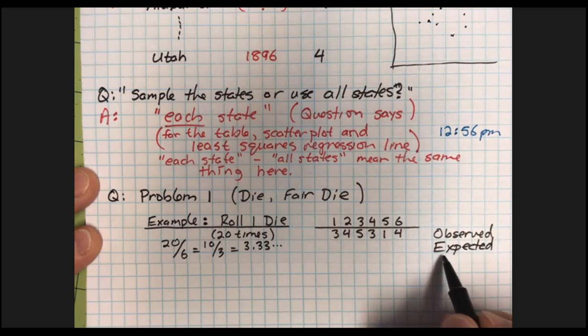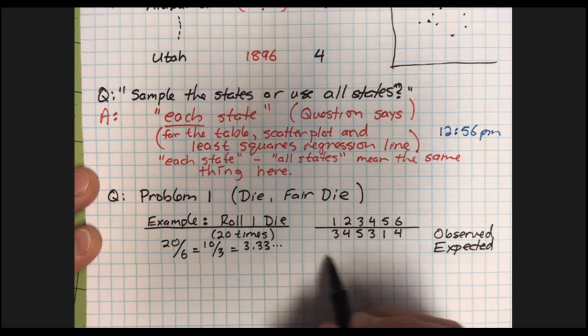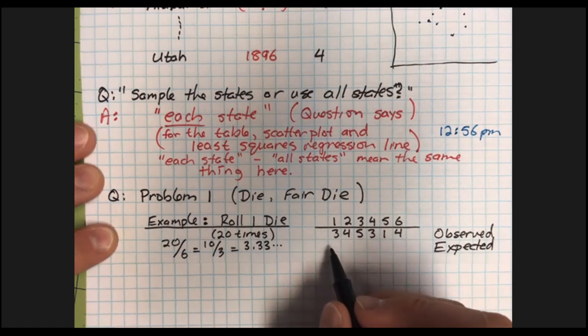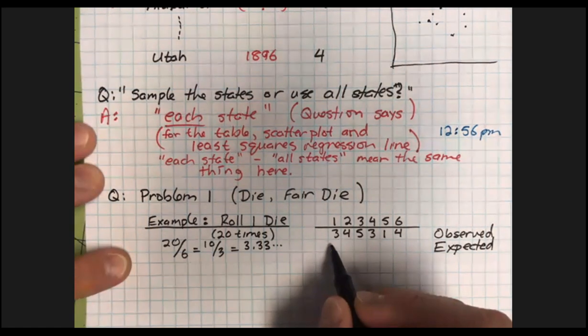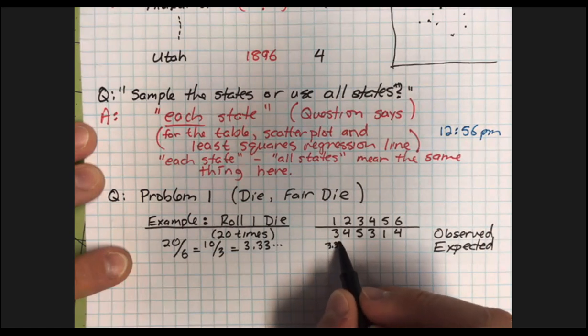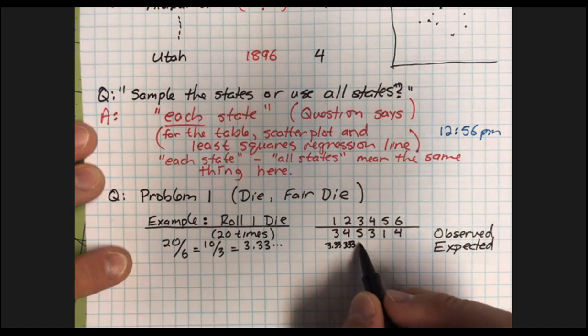But you say expect there in the mathematical sense. You don't seriously expect 3 1/3 ones, three and a third twos, 3 1/3 threes, and so on.